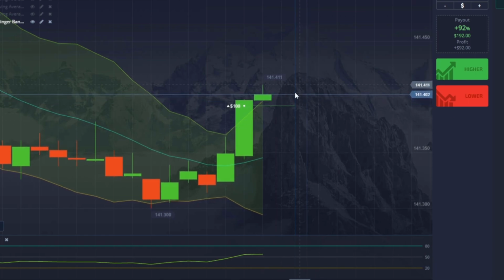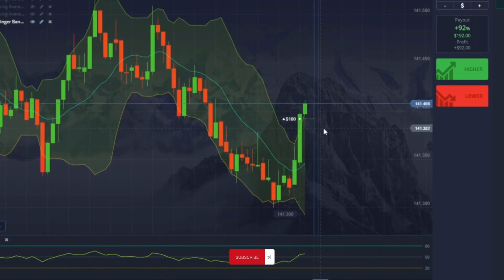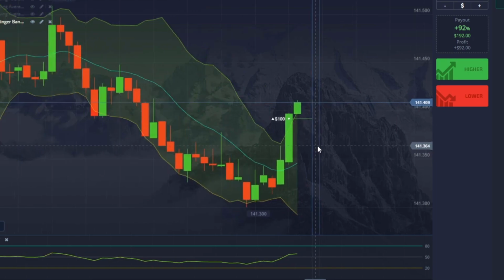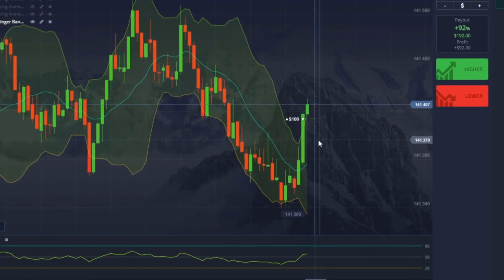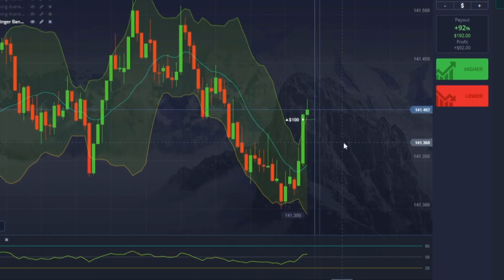So in this case, I took the trade for 1 minute. Trade going to the up direction. I think I entered maybe a little bit later, but it can be a good result even with the delay that I had with this trade.